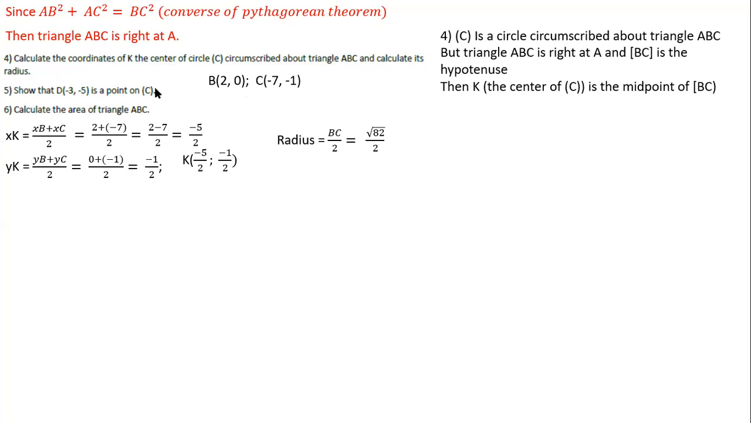We are completing the question today. Show that D(-3, -5) is a point on C.